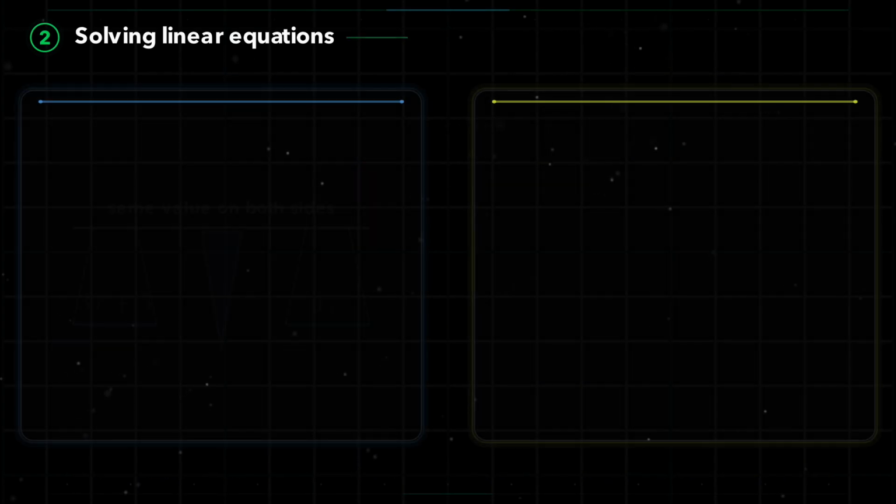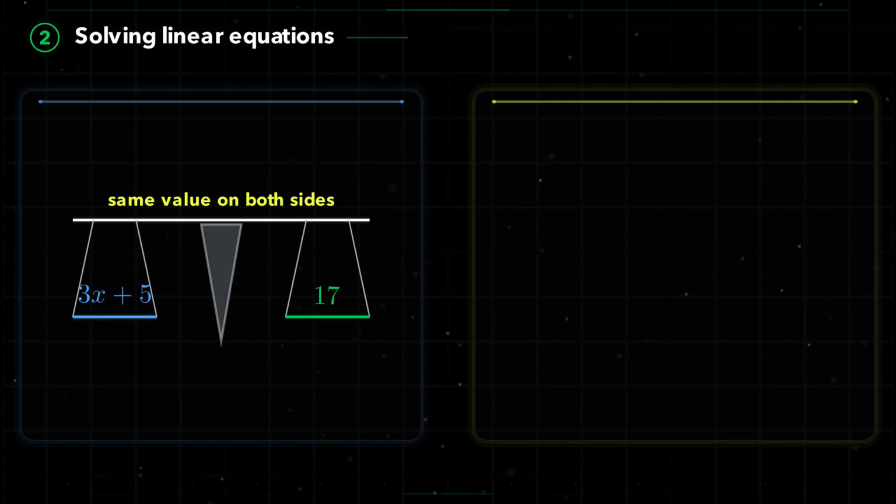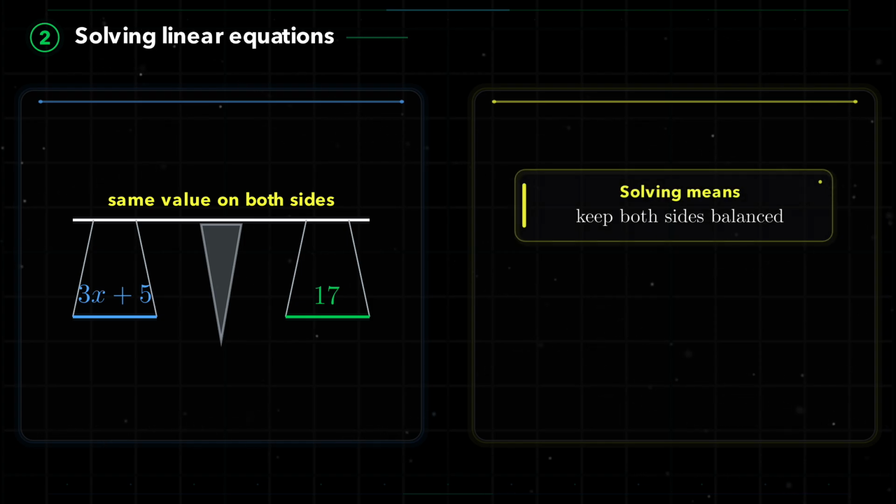Now let's talk about solving linear equations. Solving an equation means finding the value of the variable that makes the equation true. The best way to understand this is with a balance model. An equation has two sides, the left side and the right side. The equal sign means that both sides have the same value. So if we change one side, we have to change the other one in the same way. That keeps the equation balanced.